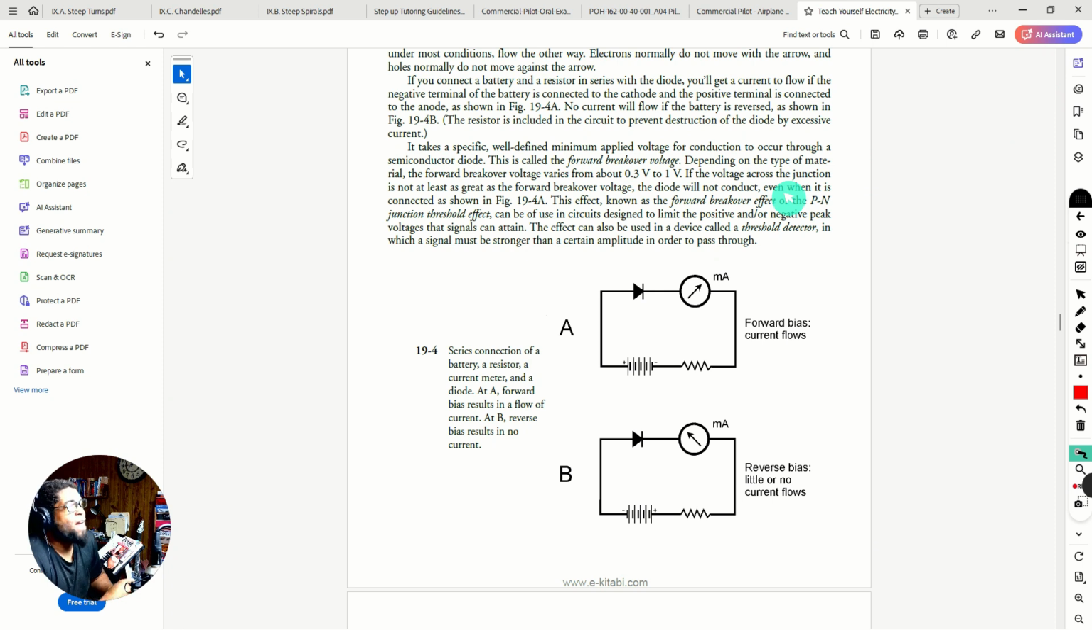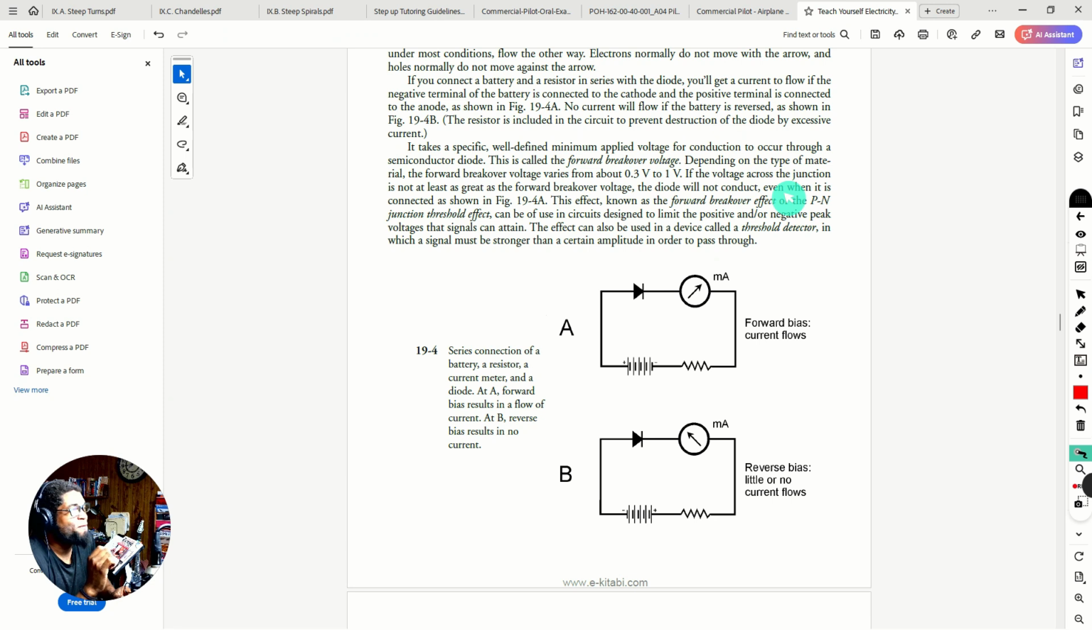If you connect a battery and a resistor in series with a diode, you'll get a current to flow if the negative terminal of the battery is connected to the cathode and the positive terminal is connected to the anode. No current will flow if the battery is reversed, as shown in figure 19.4b.